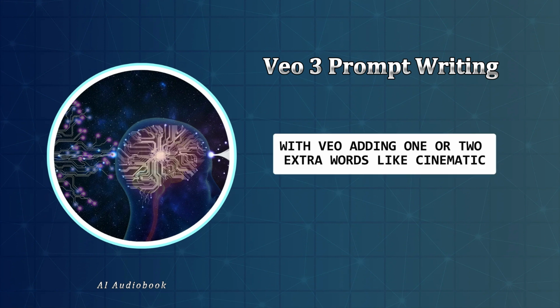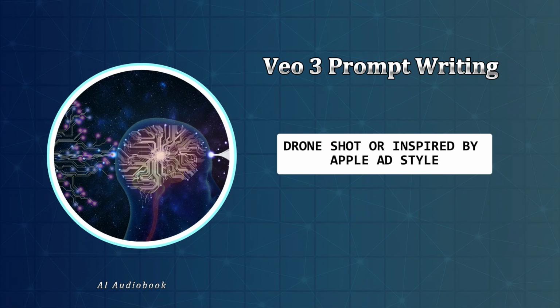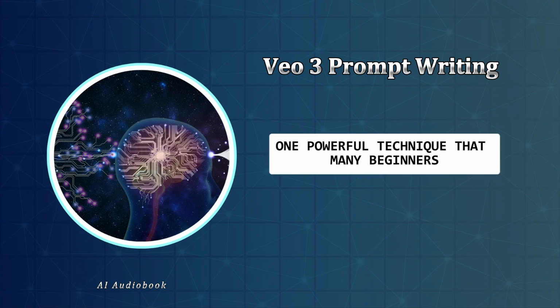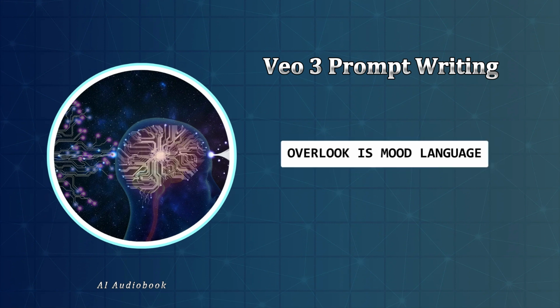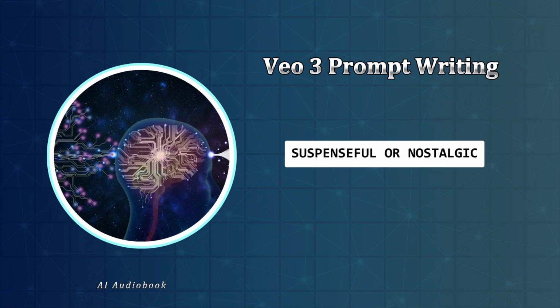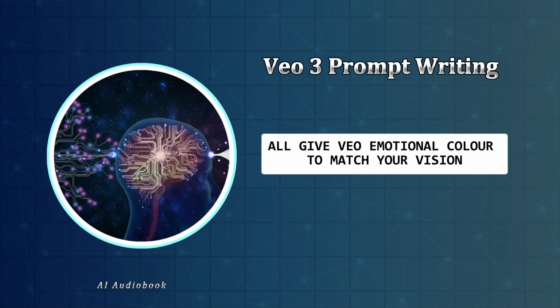With Veo, adding 1 or 2 extra words like cinematic, drone shot, or inspired by Apple ad style can completely transform the quality of output. One powerful technique that many beginners overlook is mood language. Words like peaceful, gritty, uplifting, suspenseful, or nostalgic all give Veo emotional color to match your vision.